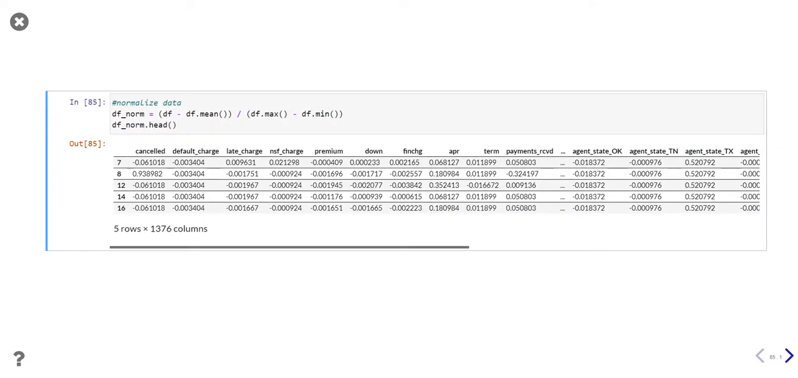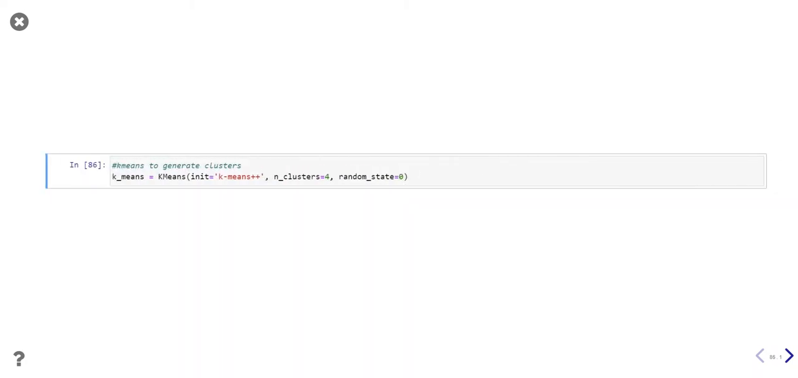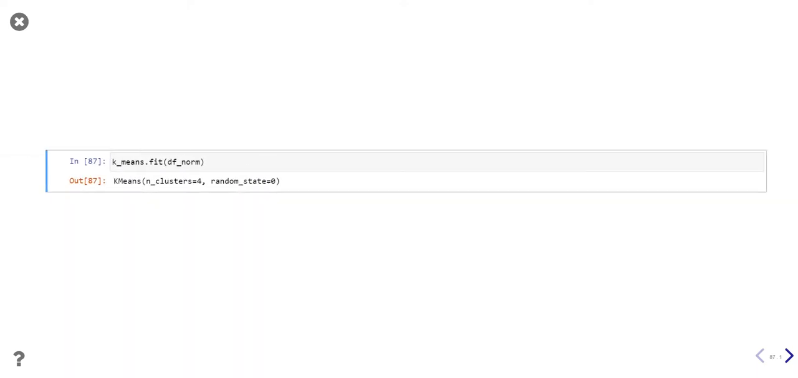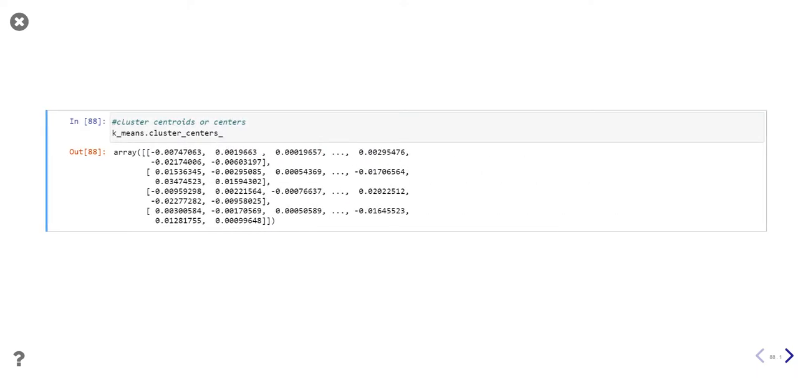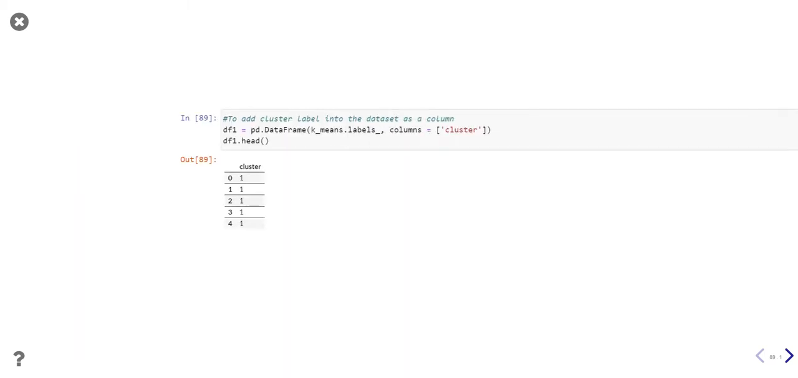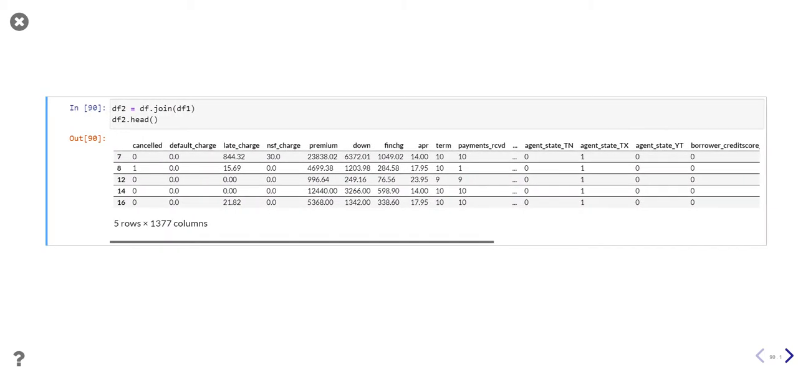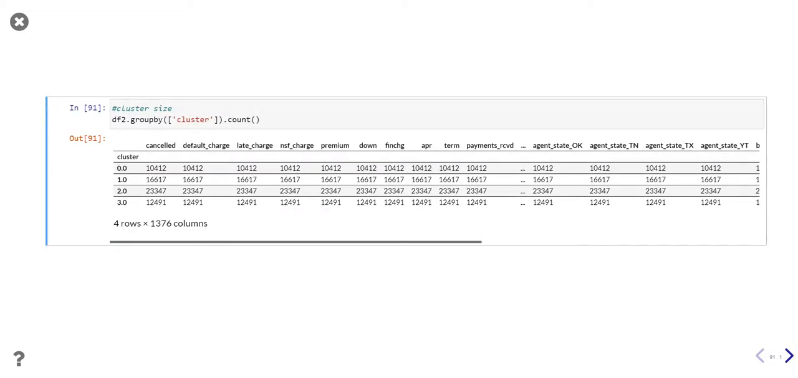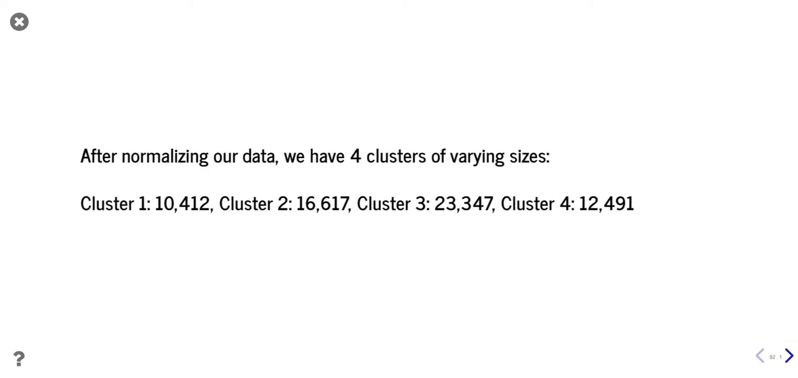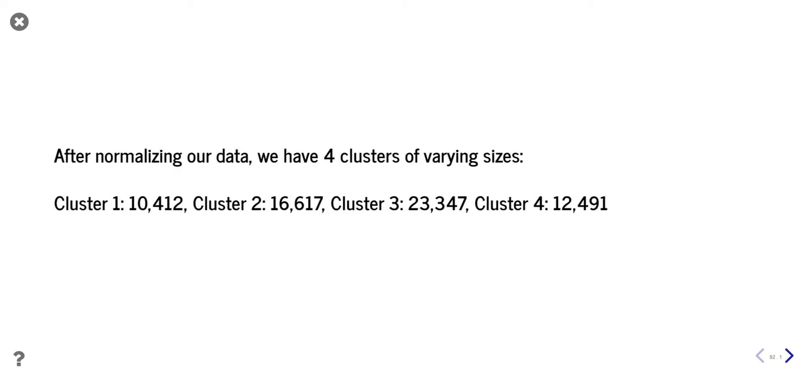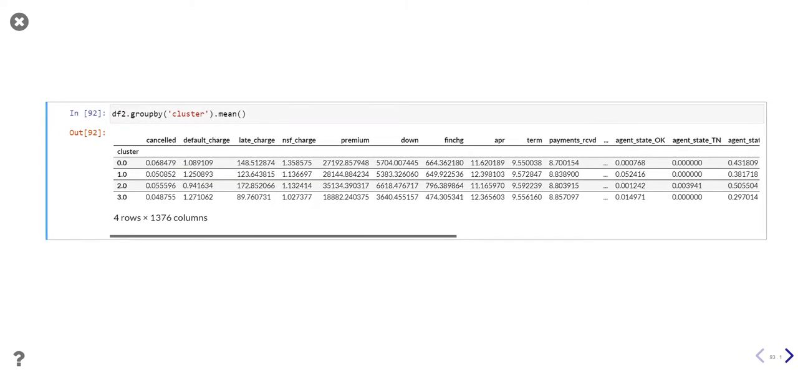Lastly, we did some clustering. We normalized the data. We generated the clusters. We fit it. Then we went into the clusters and centroids themselves. Then we added the cluster label into the data set. We joined the tables. We did the cluster size. I just wanted to get an idea of how many people were in each cluster, and that was as displayed here on the screen. And then we're going to look at the means.